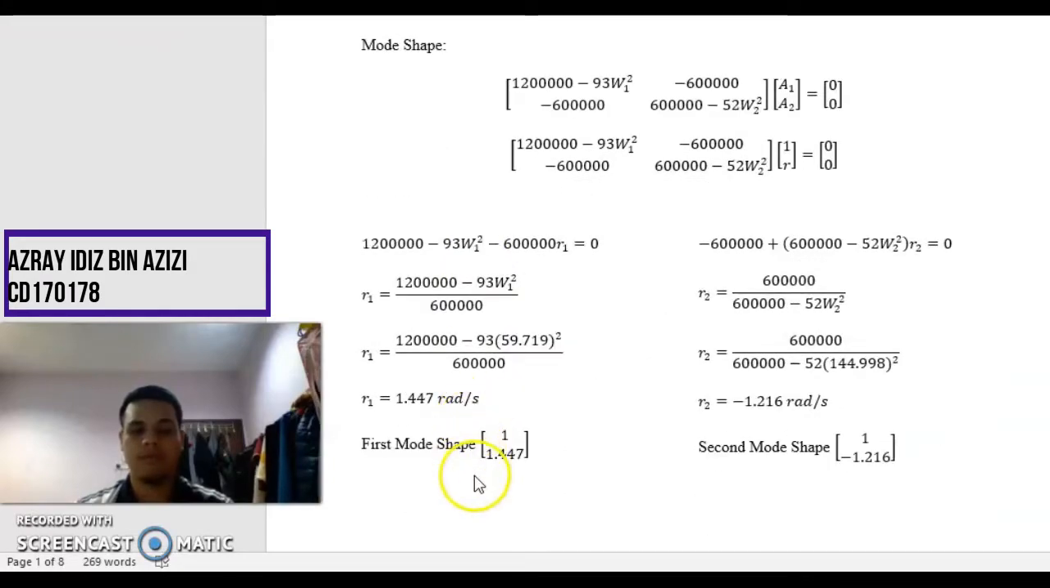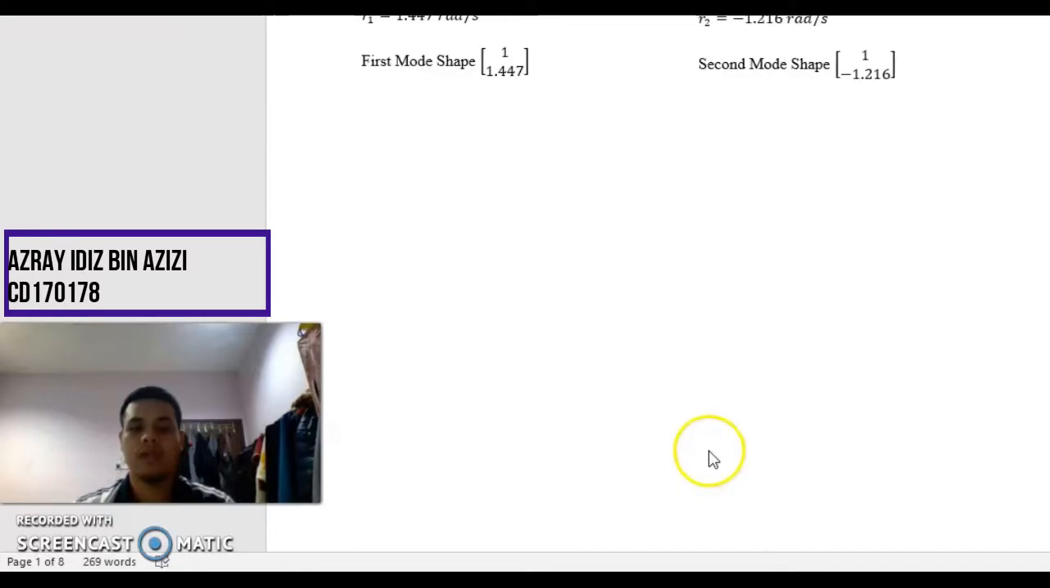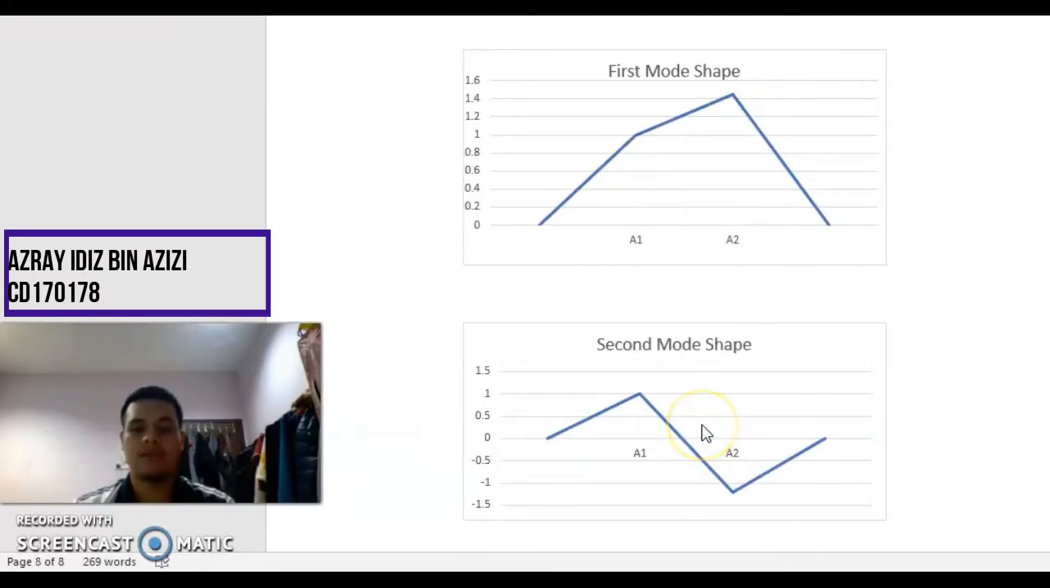For the first mode shape, I got 1 and 1.447, and the second mode shape, I got 1 and negative 1.216. And here is the graph of the first and second mode shape.